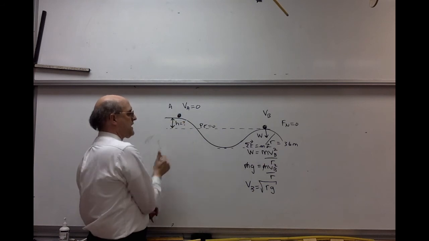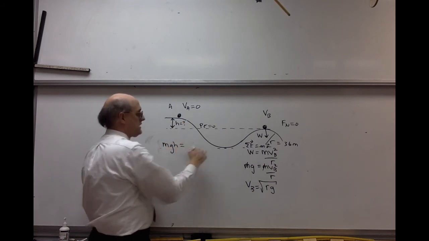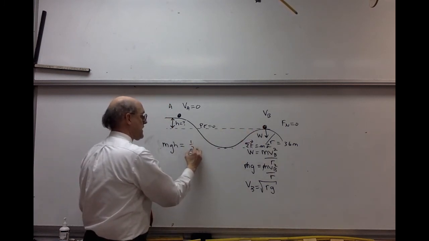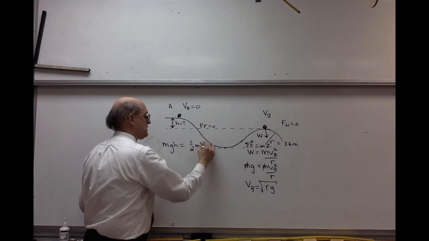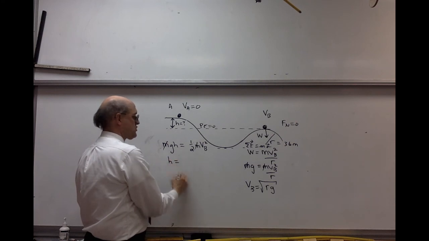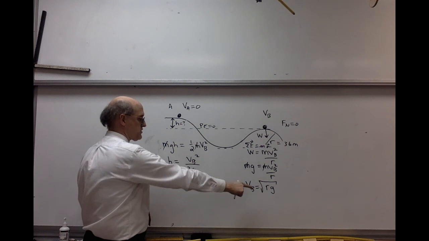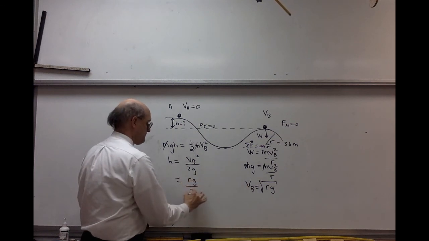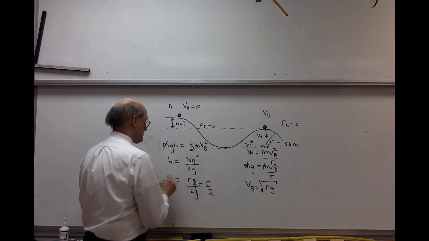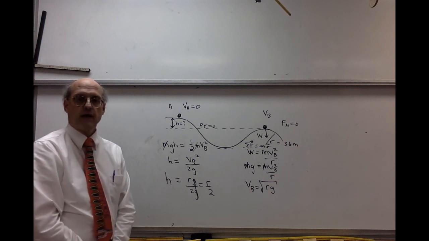So now the energy at A is simply potential energy, and the energy at B is all kinetic energy. So it's just 1/2 m vb squared. Mass appears on both sides. Solving for h, we get vb squared all over 2g, and vb squared is just rg. Look at that. G's cancel, so h is just r over 2. Wow. So just take half the radius.